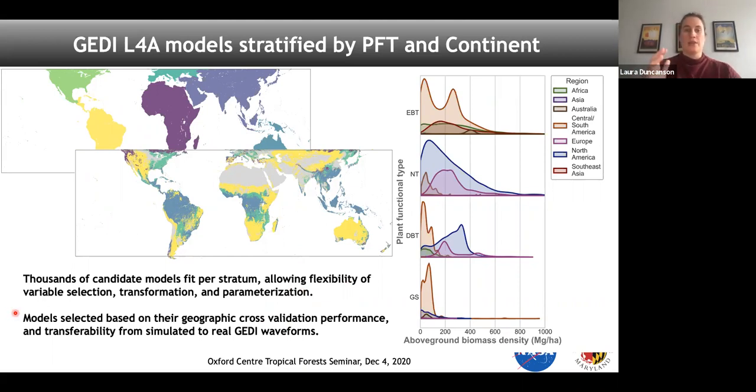We pick the models that perform well based on their geographic cross-validation. So essentially for a given strata, we don't just randomly take 20% of the data out for cross-validation. We take out entire geographic regions and we train the data everywhere else and we apply it to that region, because we're trying to find models that are transferable outside of their geographic domain of training. So that's what we do here. We select the models that come to the top. And there's a whole suite of potential candidate models for each one of these strata, right?